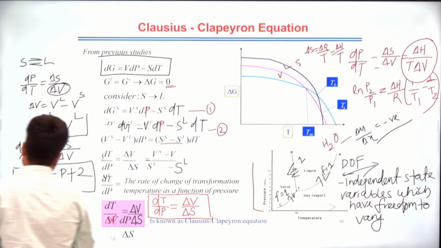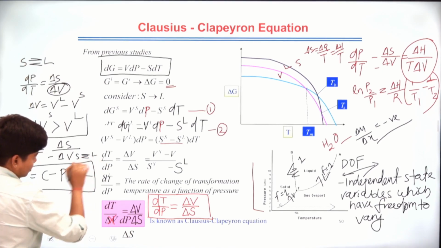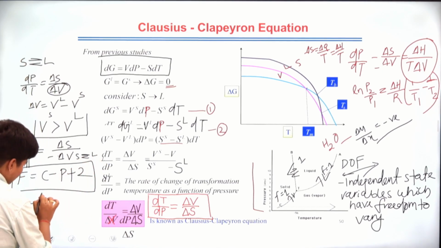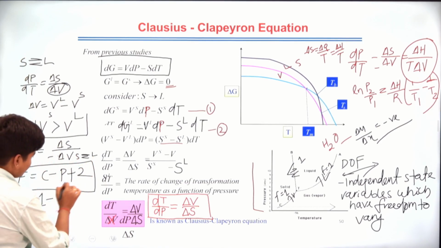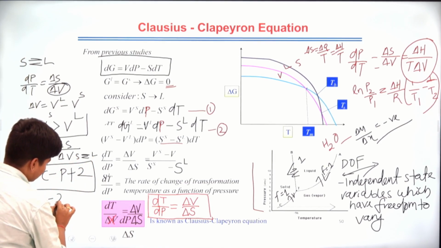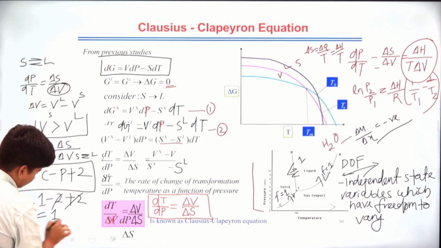How? Let us calculate the degrees of freedom for solid to liquid. The component will be 1, and the two phases are in equilibrium, so in place of P we can write 2. Then minus 2 plus 2 gets cancelled, and the degrees of freedom is 1.